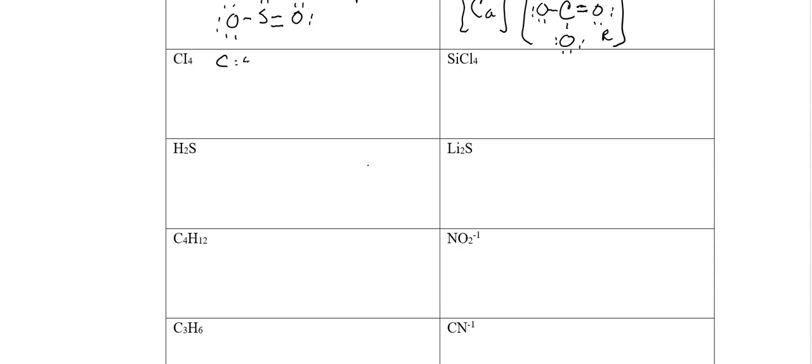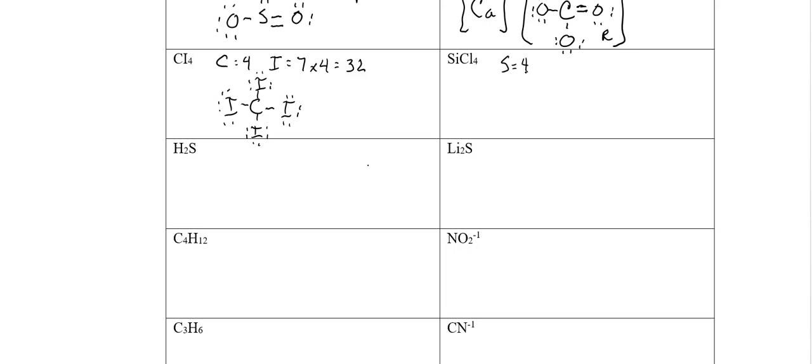Carbon, 4. Iodine, 7 times 4 is 28, plus 4 more, 32. 2, 4, 6, 8, 10, 12, 14, 16, 18, 20, 22, 24, 26, 28, 30, 32. Easy peasy, lemon squeezy.